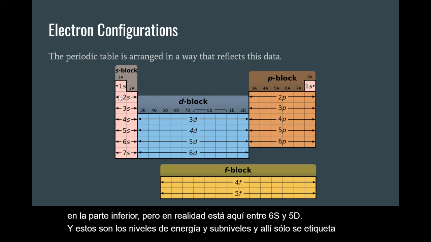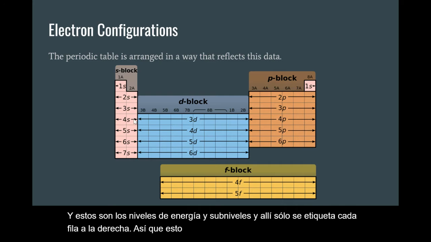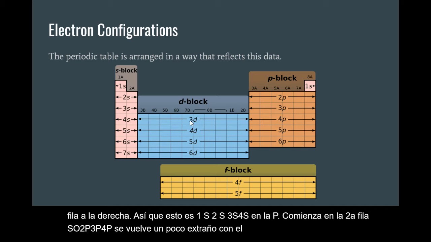These are the energy levels and the sublevels, and you just label each row. So this is 1s, 2s, 3s, 4s. On the P block, it starts on the second row, so 2p, 3p, 4p. It does get a little strange with the D block. The D block starts with 3d.